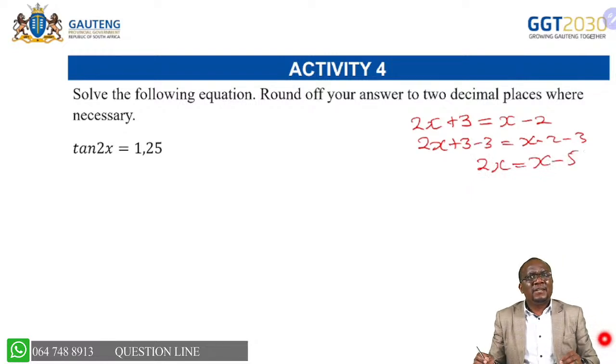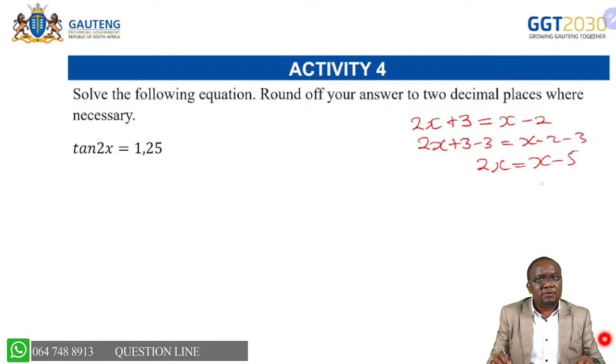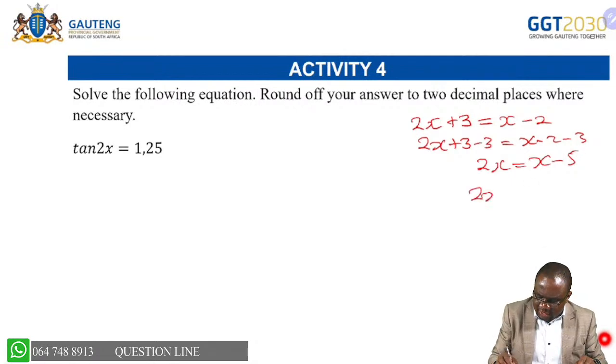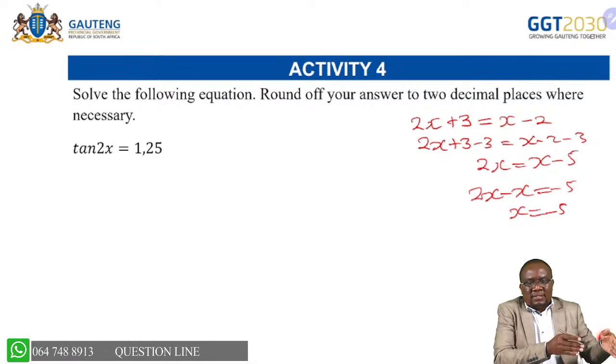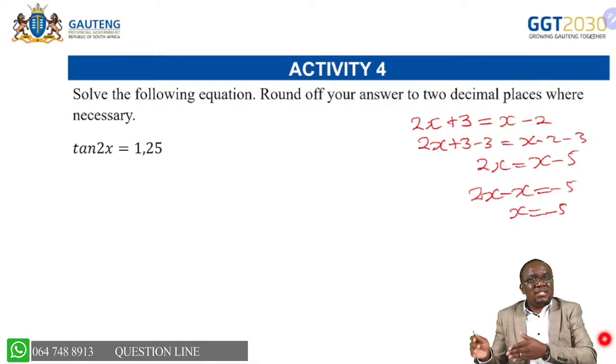You see that? And then the x is still on the right hand side. I must also subtract it on both sides of the equation. So 2x minus x is equal to minus 5. So it then becomes x is equal to minus 5. You see that? So what I've done was something on the left hand side, I must do the same thing on the right hand side.